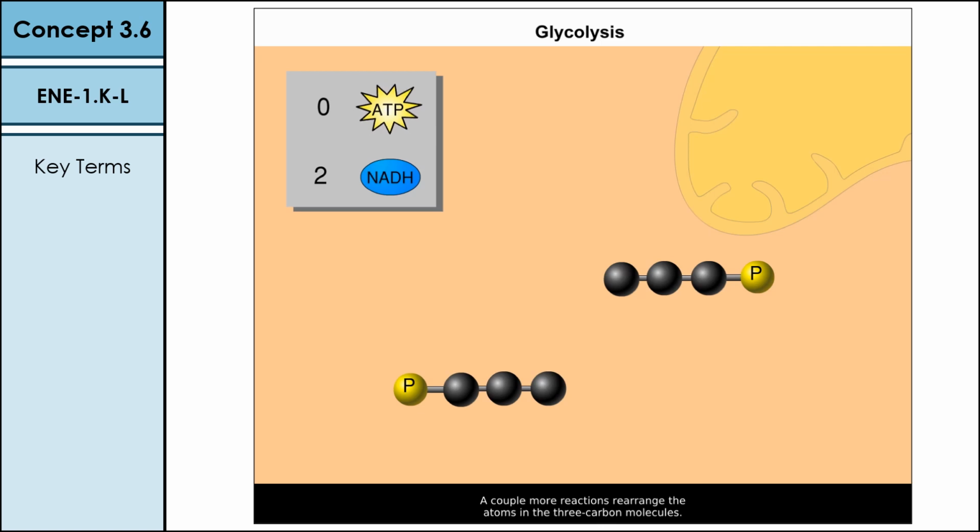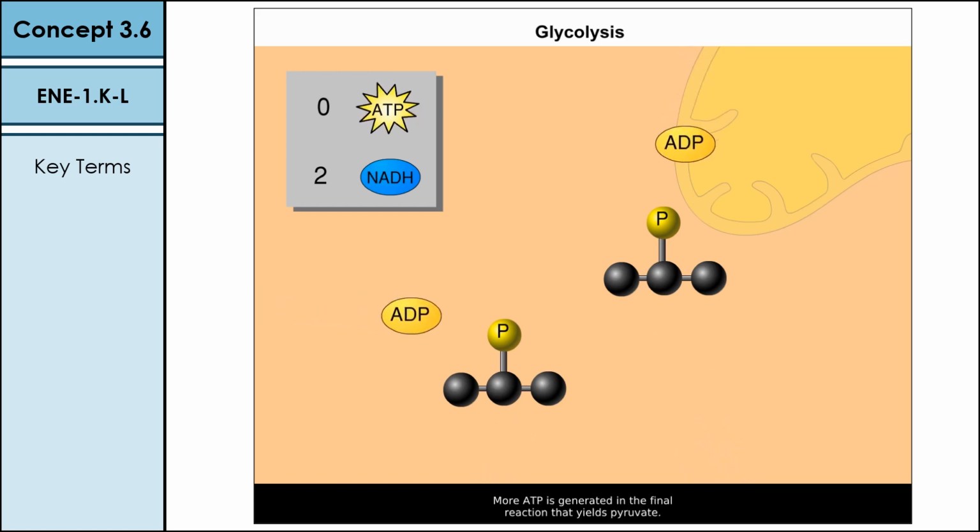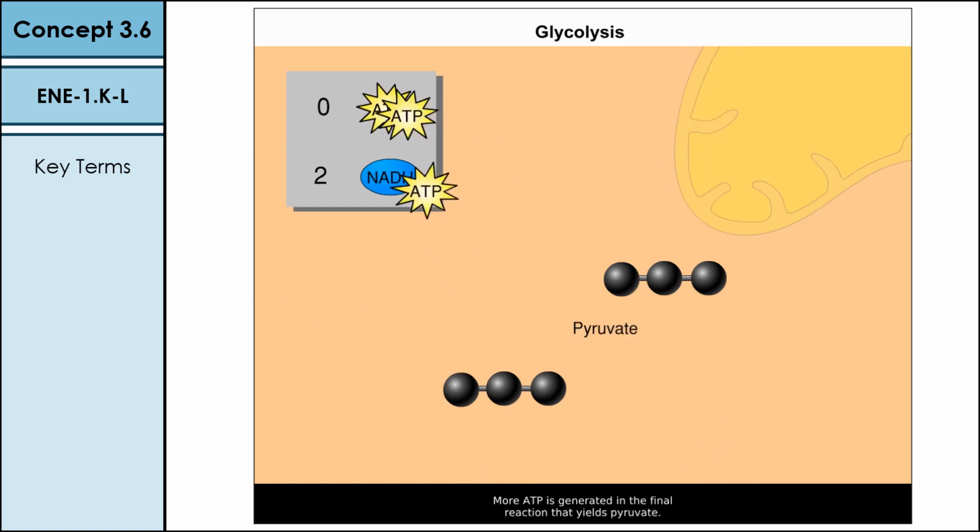A couple more reactions rearrange the atoms in the 3-carbon molecules. More ATP is generated in the final reaction that yields pyruvate. For each glucose molecule broken down during glycolysis, a net of 2 ATPs are formed, along with 2 NADH molecules.